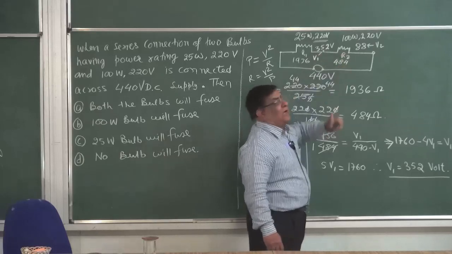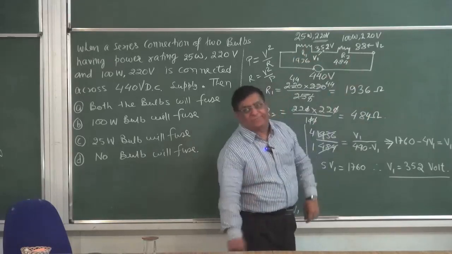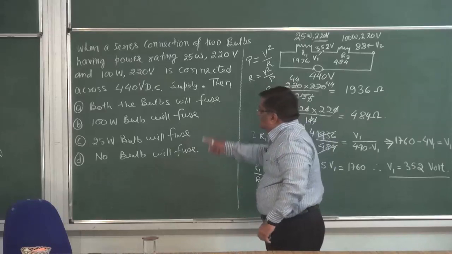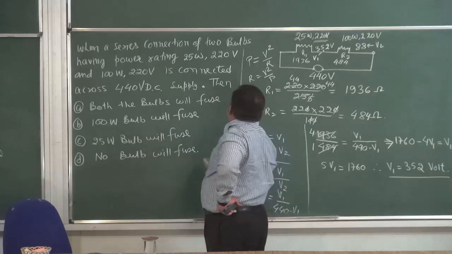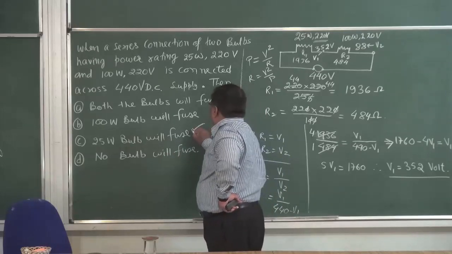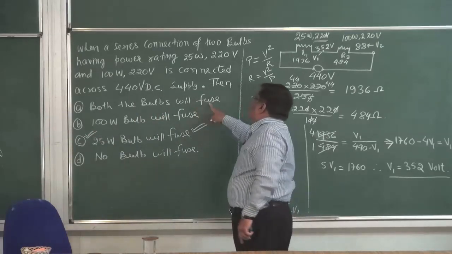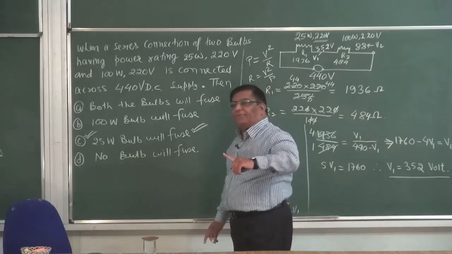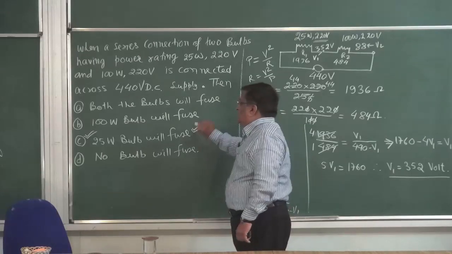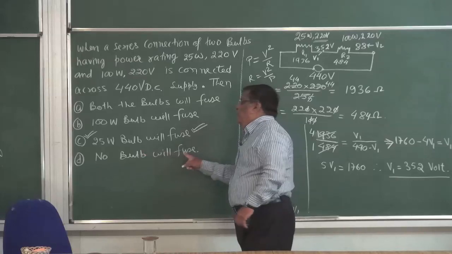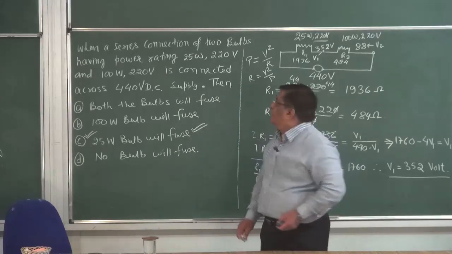ओके, दूसरे का क्या होगा? The moment it is fused, the circuit is broken and it will not fuse. So do we have any answer? The 25 watt bulb will fuse. This is the right option. Both the bulbs will fuse: this will never happen because the moment one fuses, the circuit is broken. Dusra bach jayega hamesha. Okay, so our answer is 25 will fuse. No bulb will fuse is also not correct. At higher voltage, it will not stick, it will fuse off. Okay, let's go to the next question now.